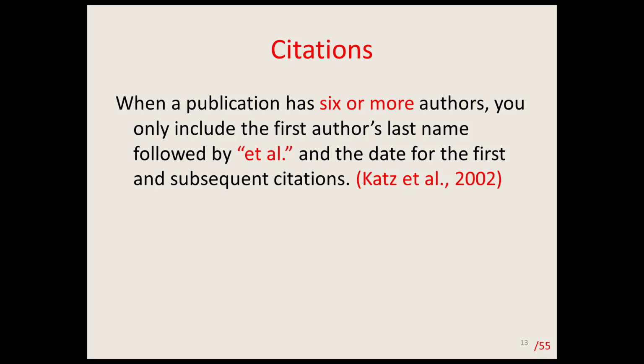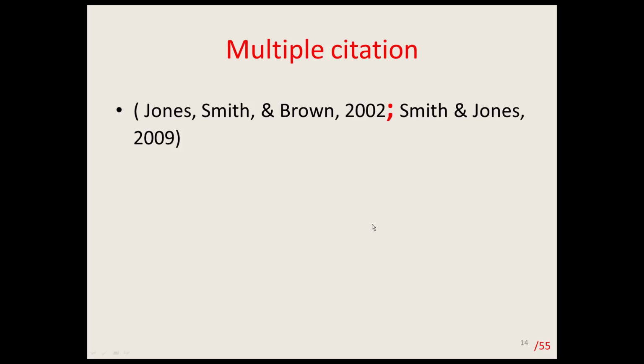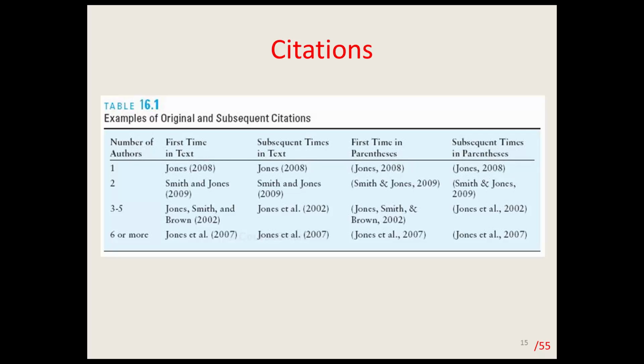Citations with 6 or more authors are a little different. Instead of listing all the names, you just write the last name of the first author and you continue with et al. and then the date of publication. If you have multiple citations for the same statement or the same sentence, you separate them by a semicolon. This table shows how to do your citation depending on how many authors you have and also where the citation appears in the text.